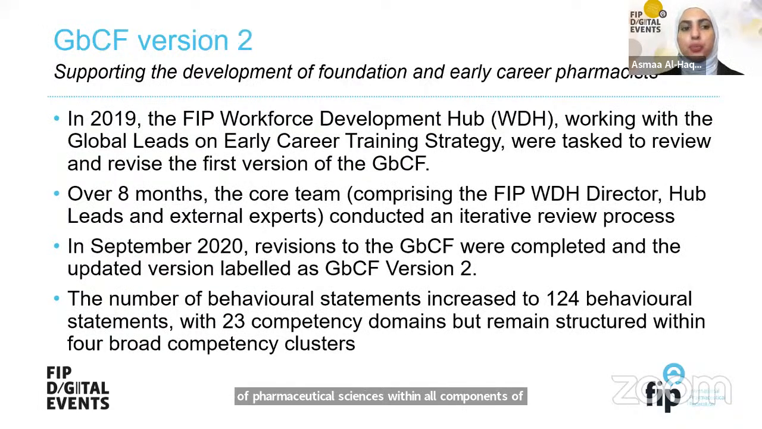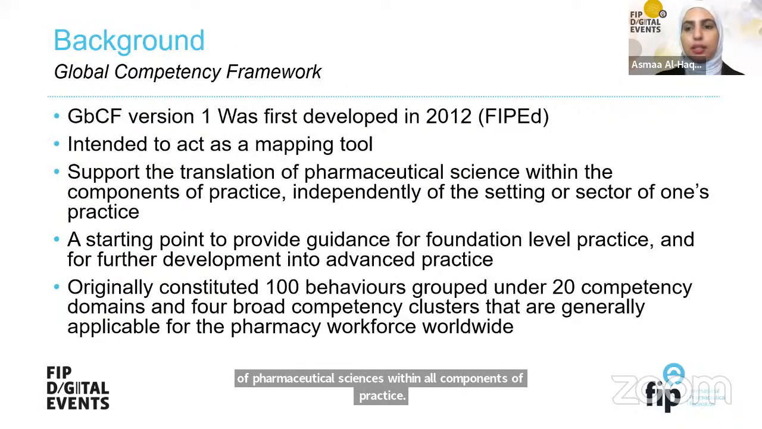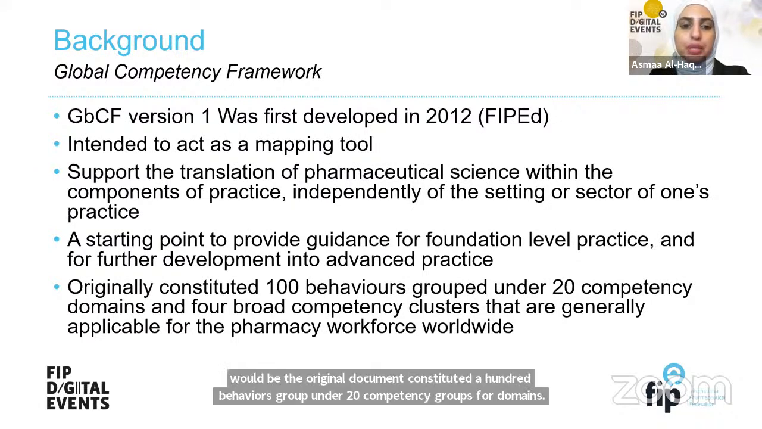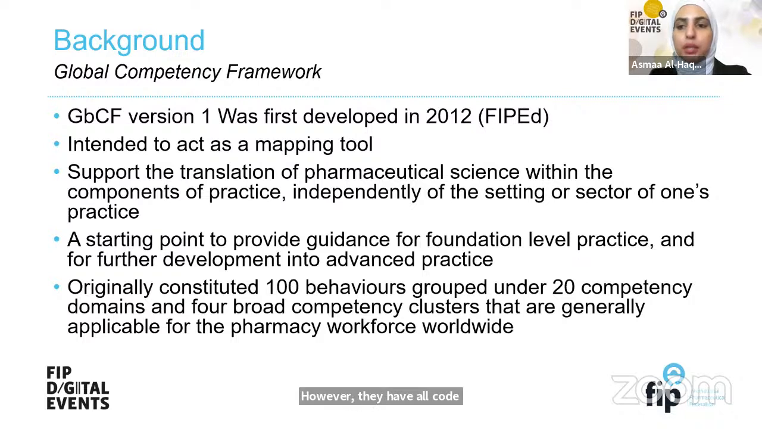The GbCF version 1 was intended to be a starting point to provide guidance for foundation level practice for early career pharmacists, to introduce them to the different aspects of practice in different sectors. The original document constituted 100 behaviors grouped under 20 competency groups or domains. However, they have 4 broad competency clusters that were intended to be applicable for the pharmacy workforce worldwide.